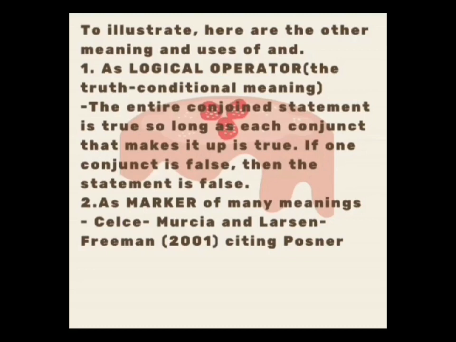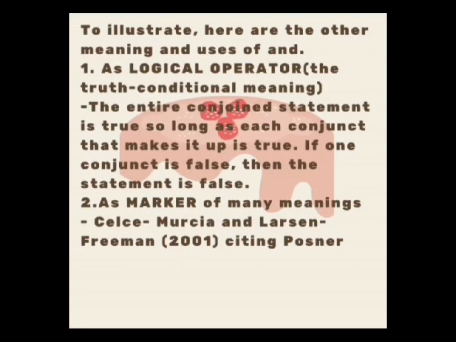For example, the Philippines is an archipelago and it is an Asian country. The conjoined statement is true because the two conjuncts are true. The other example is, the Philippines is an archipelago and it is a European country. The conjoined statement is false because one conjunct is false.